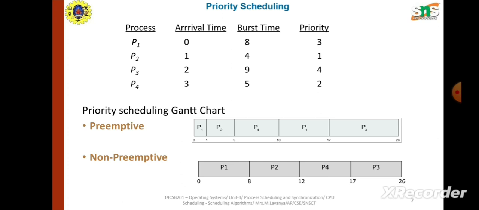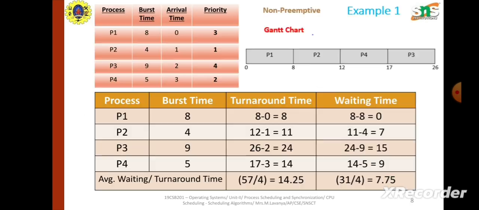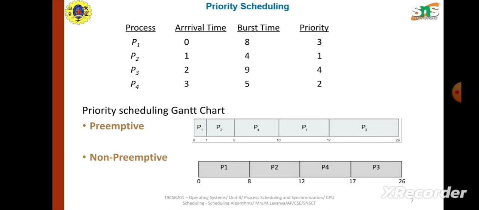As said before, we can solve the same problem under preemptive and non-preemptive. If we solve this problem under preemptive, we will get the first Gantt chart displayed, and for non-preemptive, we will have the second Gantt chart. What is the difference between preemptive and non-preemptive? Let's have a glance.